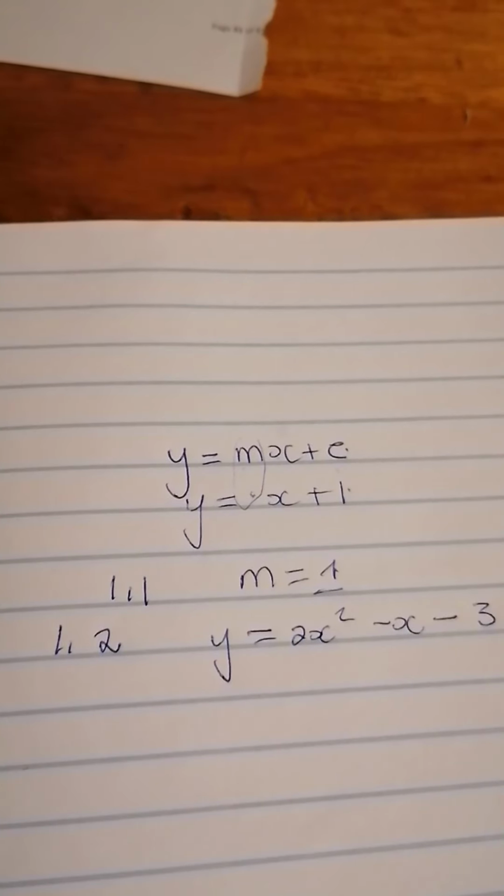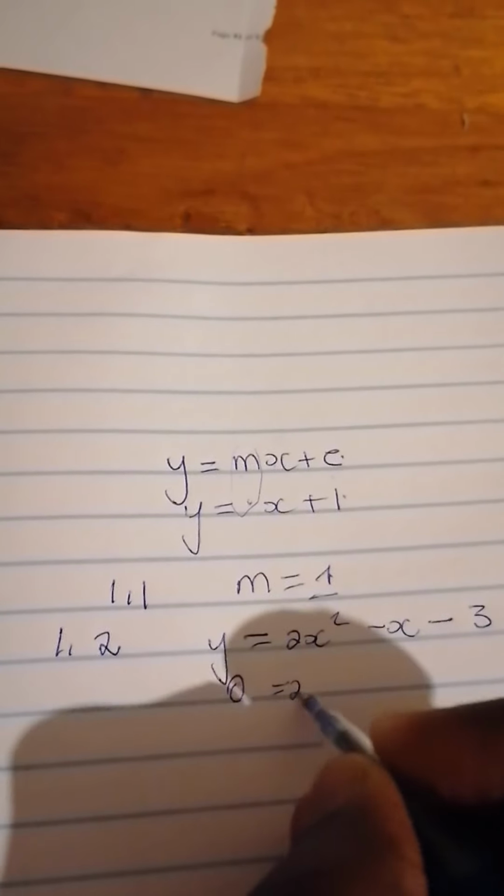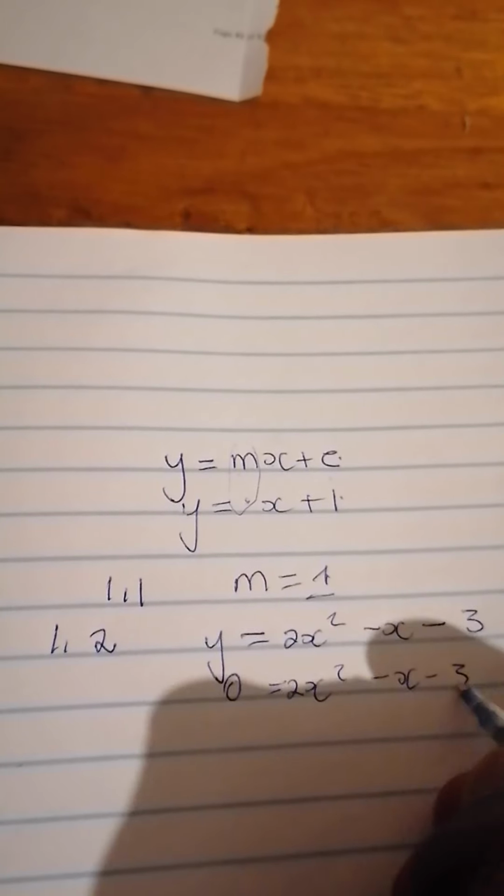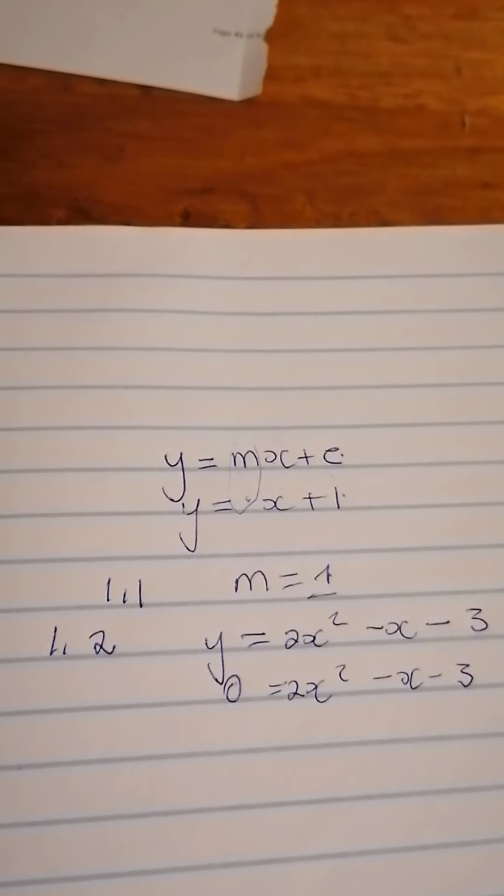So for y equal to 0, we have 0 equals 2x squared minus x minus 3. So it's a normal equation, and we have to solve it to get the x-intercepts. To solve, we can use the normal way of factorizing, or the quadratic formula, or the longer way, completing the square. I would say the easier one is the normal way.